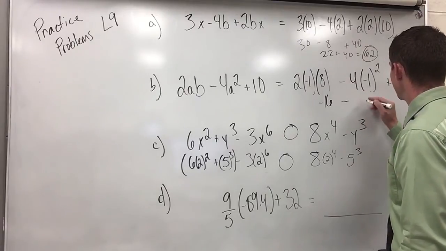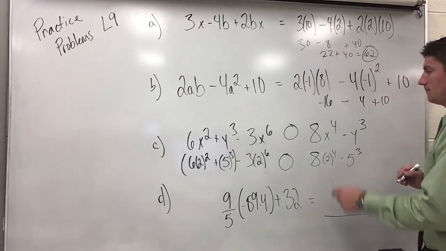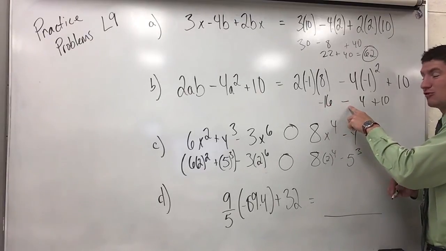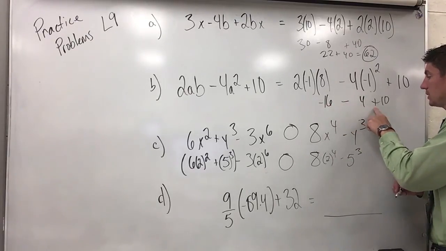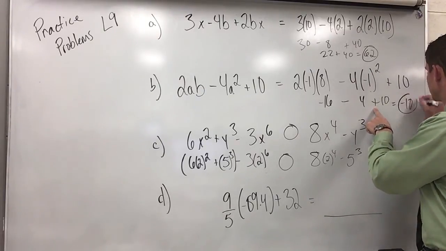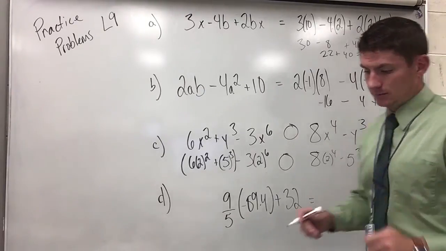would be +4 plus 10. -16 minus 4, same sign sum, add them up, would give me -20 plus 10, different subtract, 20 minus 10 is 10. Overall answer is going to be -10.